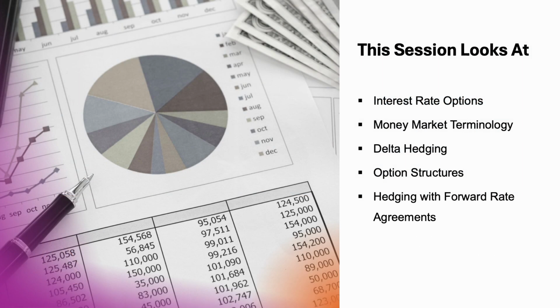So we'll start off with interest rate options, quick question on money market terminology and the importance of listening to see whether you're a price maker or price taker. We'll have a quick look at delta hedging. Option structures cover strangles and straddles in this case. And finally, there's a question on hedging with forward rate agreements.